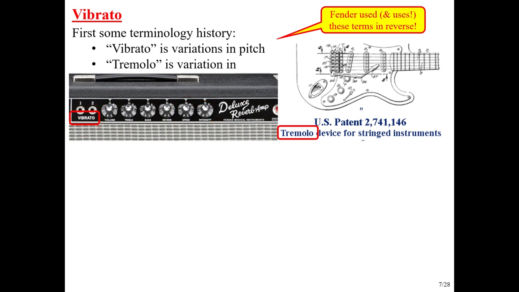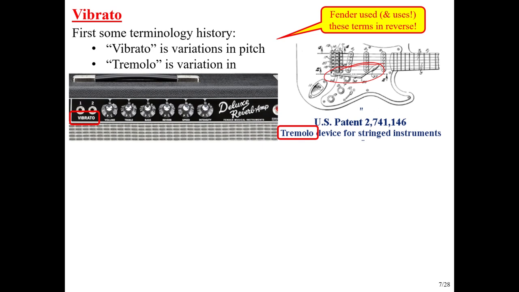And then when they came out with the Stratocaster, well, actually that was before they came out with the vibrato. Although I may have misspoke. I'm showing it on a Deluxe Reverb. I think on some of the Tweed amplifiers back in the 50s, they also had tremolo. But anyway, right there is the vibrato arm on the Stratocaster.